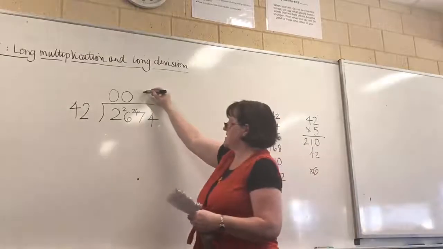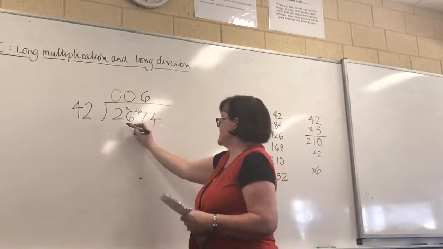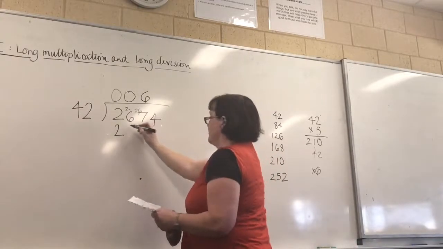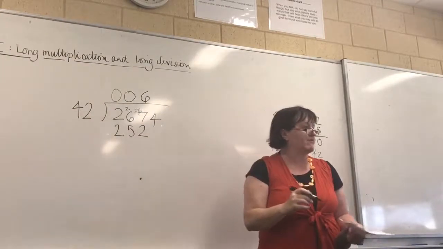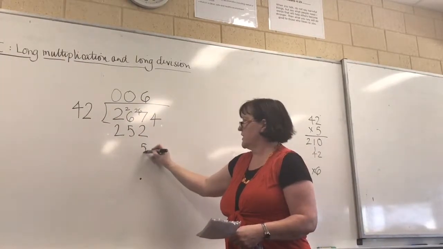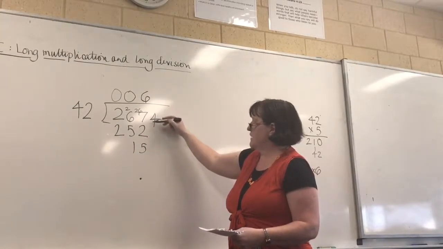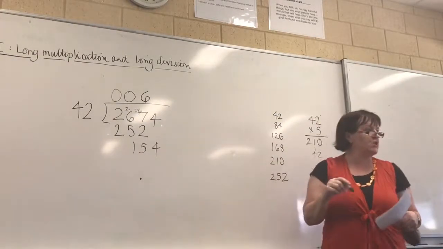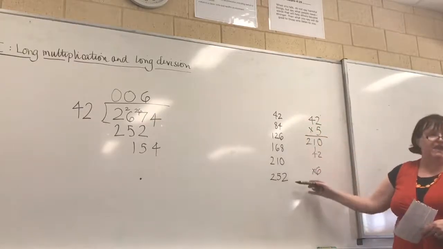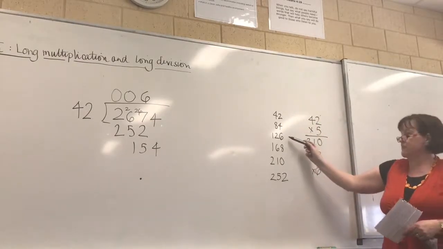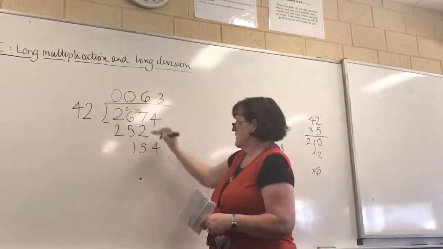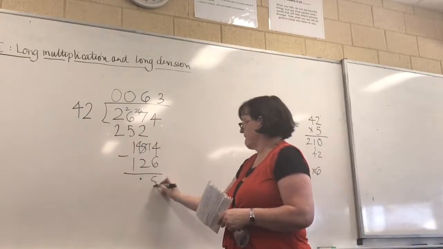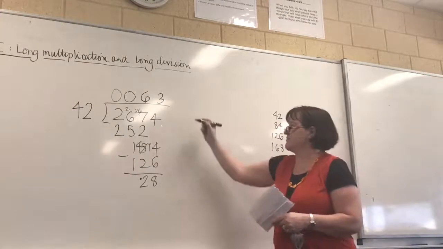Okay, so your 6 is going to go there, and then underneath your 267, you're going to take away the 252 so that you know what the remainder is. So 5, 1, oh, so it's 15, and then you bring the 4 down, 154. How many 42s are there in 154? Well, if you've done the multiples, you can see that there are 3, and what's your remainder? 28, yeah. Your remainder is 28.